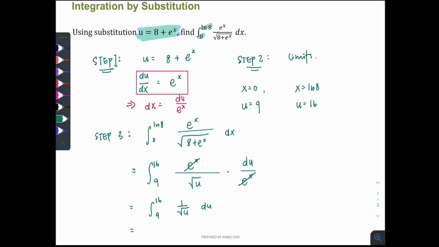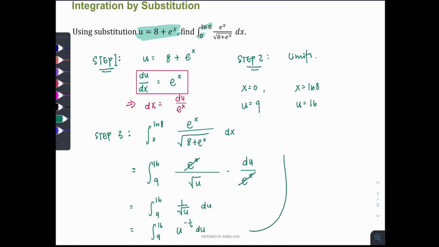So now let's start to integrate this. Before we start doing that, let's make it into u power negative half. And I'll just continue here. Integrate u power negative half, we'll get u power half, divided by half, which is times 2. And the limits are from 9 to 16.